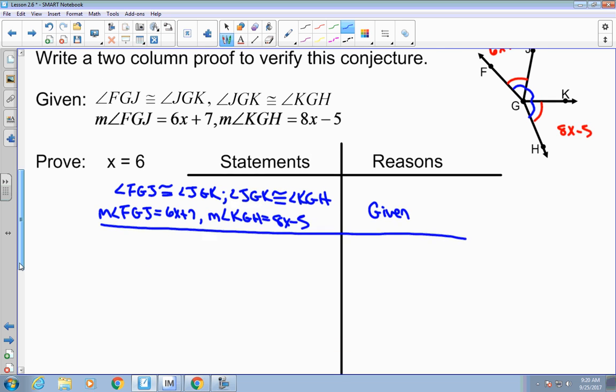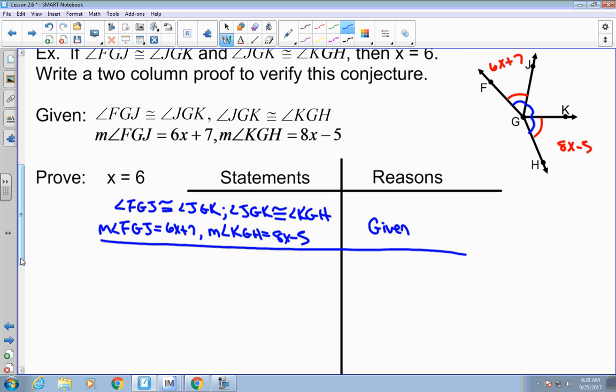Alright, so we said that we could then state that angle FGJ was congruent to angle KGH. And what was my reason for that? Transitive. So angle FGJ is congruent to angle KGH, and that is transitive.